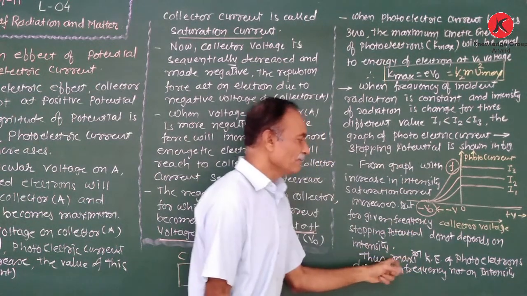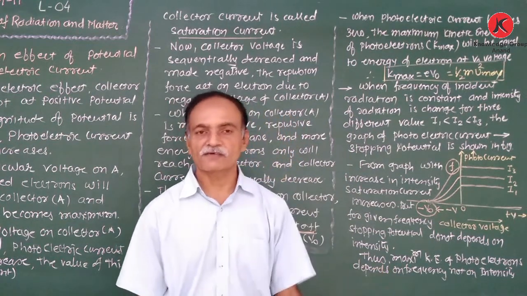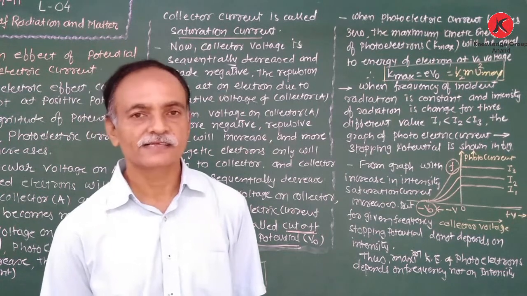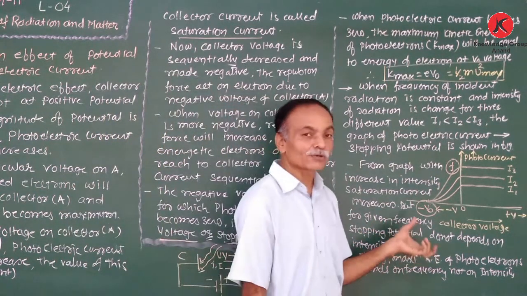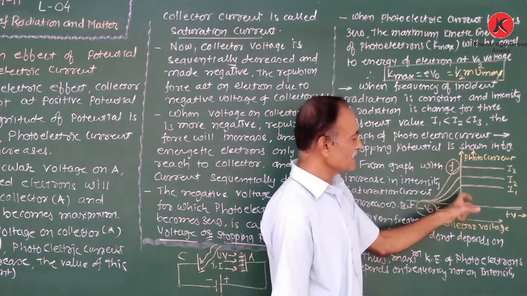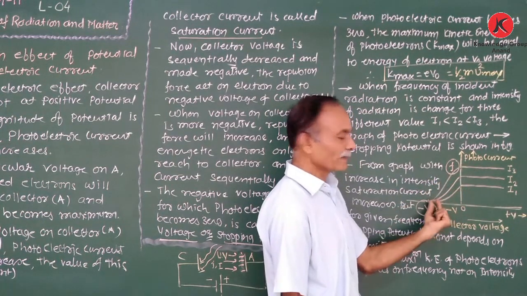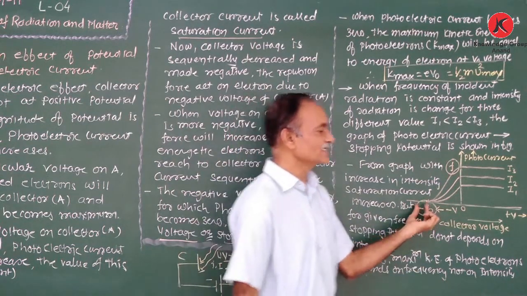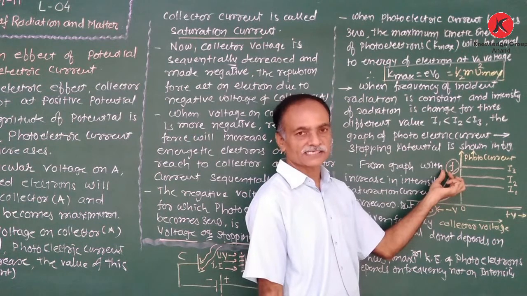Right? Thus, the maximum kinetic energy of the photoelectrons depends on the frequency, not on the intensity of incident radiation. So keep in mind this. It is quite logical. From the graph, as the intensity increases, the current increases. Yeah, I1, I2, I3. But the stopping potential for all these intensities remains the same, that is the V0, because the frequency is constant. Clear this?